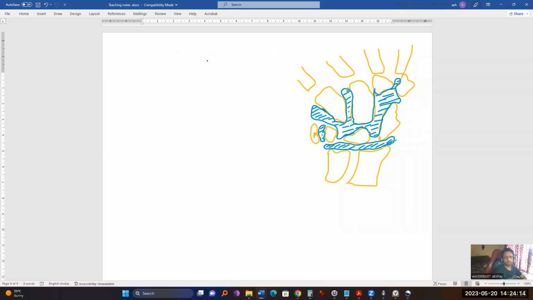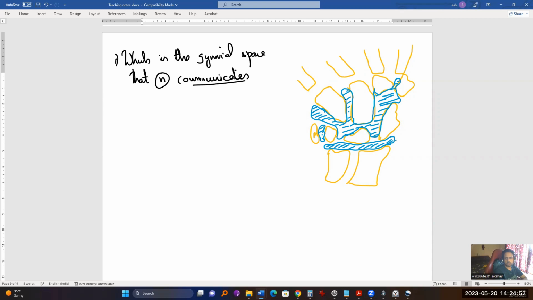Okay, now let's see some important MCQ questions that are usually asked. One is regarding the joint space. Which synovial space or joint space in the wrist or the hand normally communicates? Which one is it? Okay, here.